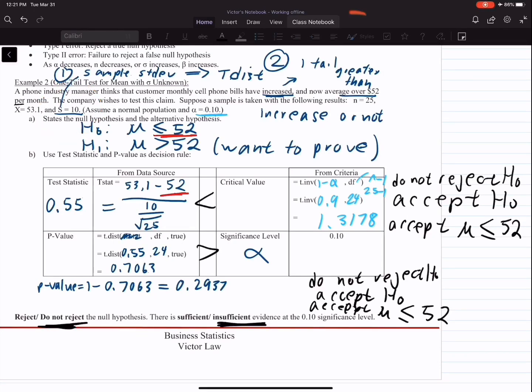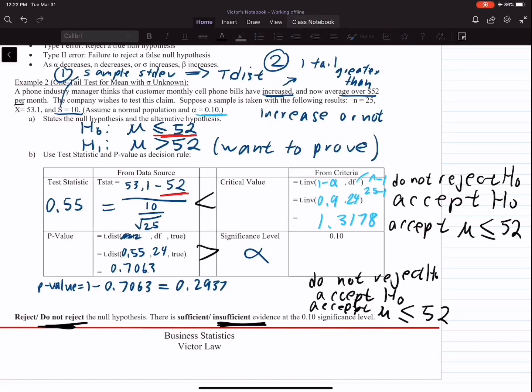The second question is, which testing are you dealing with? How we know which testing we're dealing with is we look at the first 2 sentences. We're trying to test if the cell phone bill has increased or not. Has it increased over $52 or not? That's what we're trying to test. So therefore, we know this is one tail, greater than.